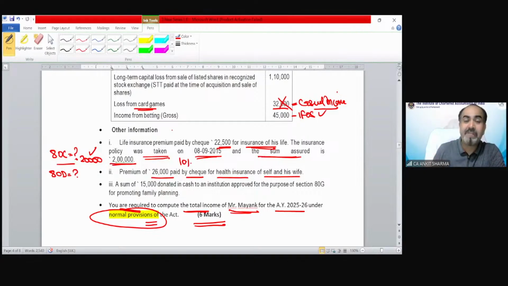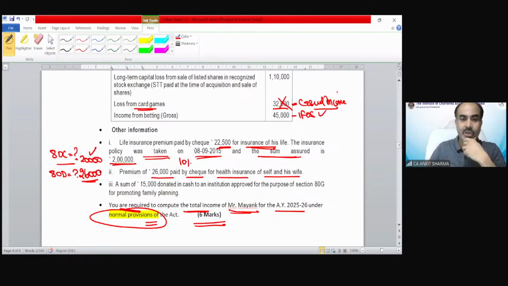Because if we know the provision and we still make a mistake, that's really going to hurt. That's why I always say, please just give 1 minute to the provision before solving it. Because he's a senior citizen, the deduction would be the full 26,000. So it's a request from my side to all of you: don't make these kinds of silly mistakes, please.